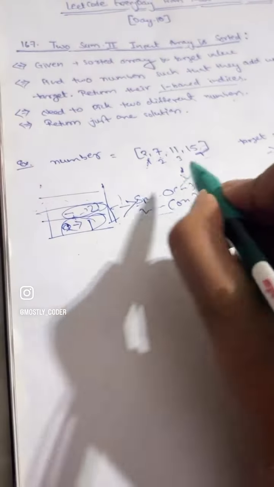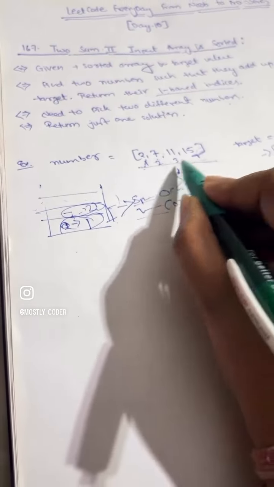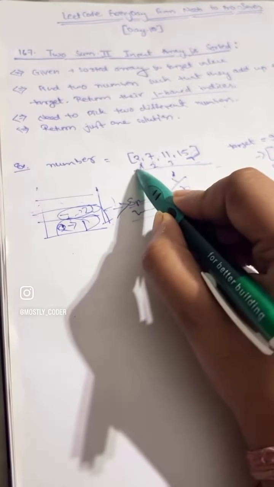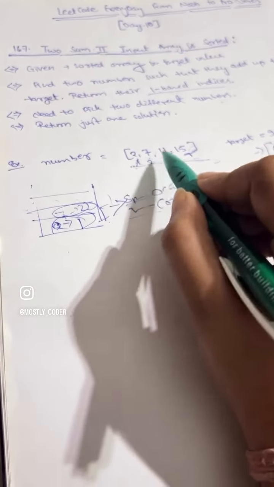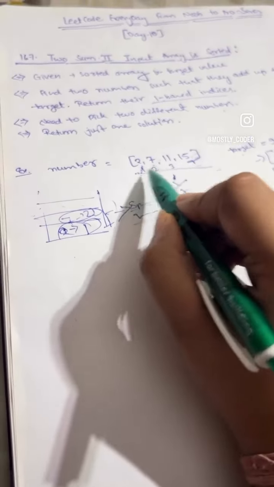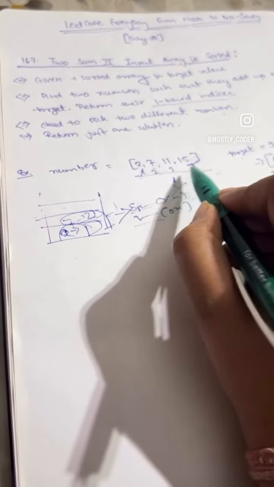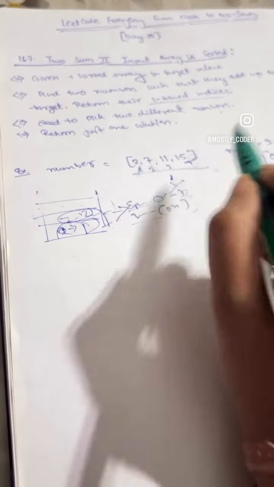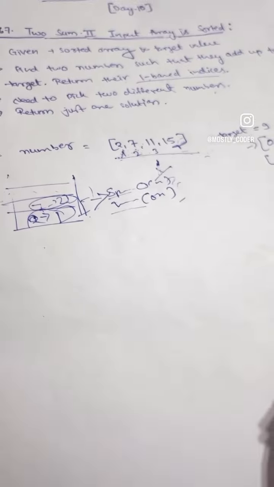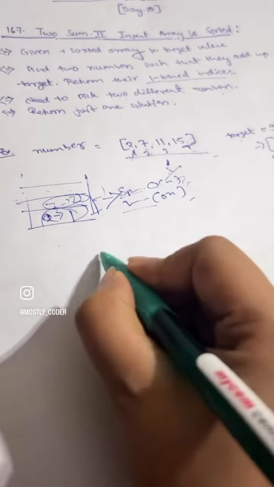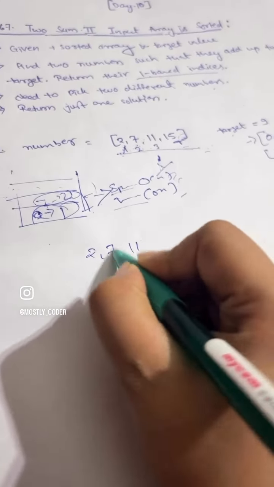Yes. Here the array is already sorted, so we know that if the value is 2, we won't get a 2 or a 1 after this point, because it is already sorted. So we are going to larger values than 2. So what we can do is use the two pointer method. What is the meaning of the two pointer?